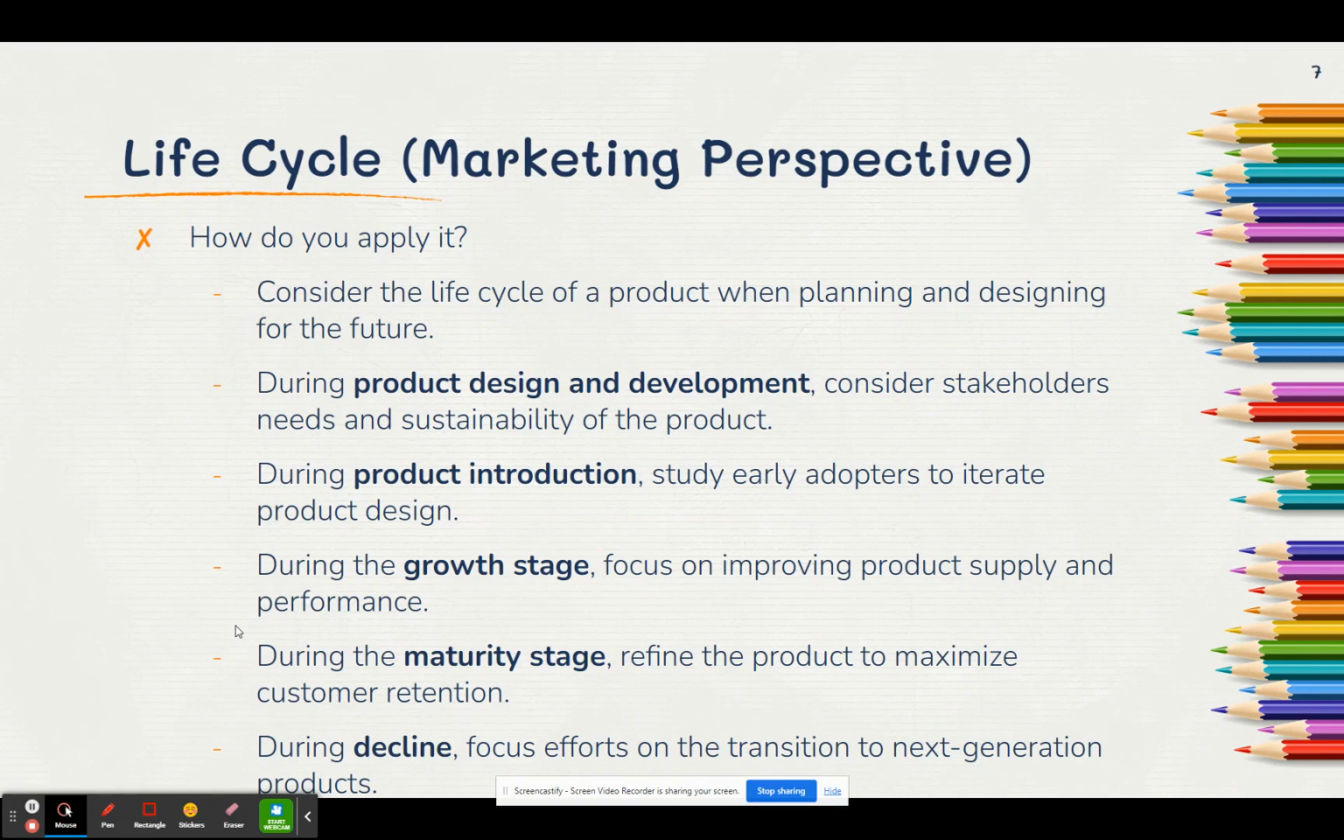During the product design and development phase, they consider the stakeholders, so the people who will use it, and their needs, and the sustainability of the product. Then, during the product introduction, they study early adopters to iterate the product design. So they look at people who are kind of beta testing it and figure out what needs to be improved and what doesn't. Then, during the growth stage, they focus on improving product supply and performance, making the product better, making sure people can get their hands on it. Then during the maturity stage, they refine the product to maximize consumer retention, to keep people coming back and purchasing their product. Then during decline, they focus efforts on the transition to the next generation of products.